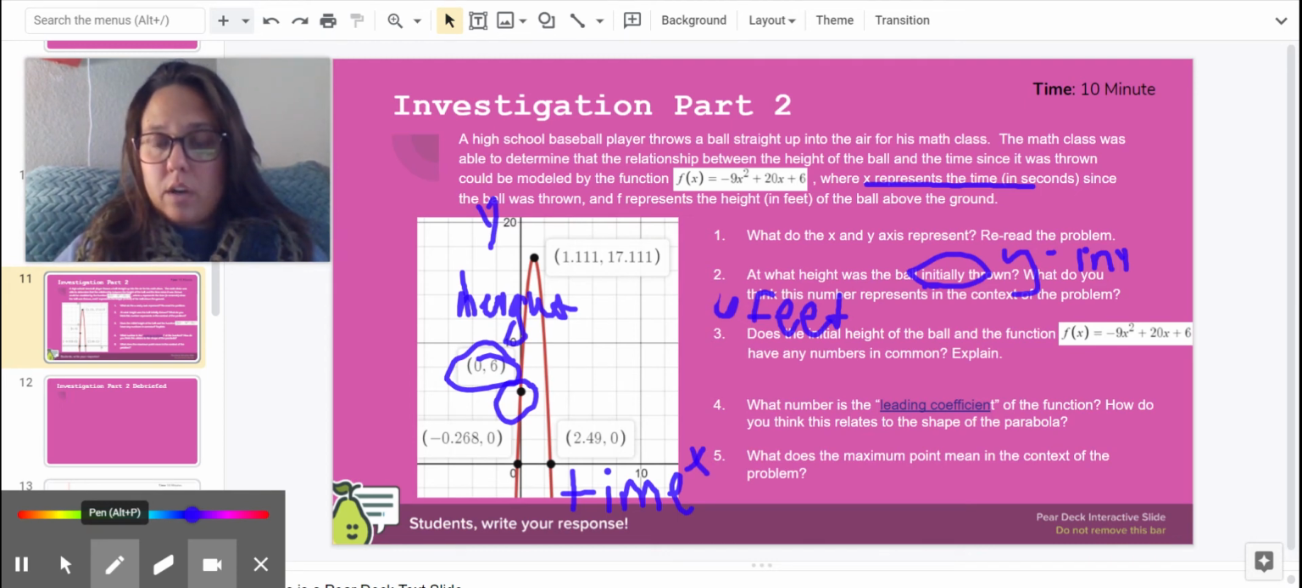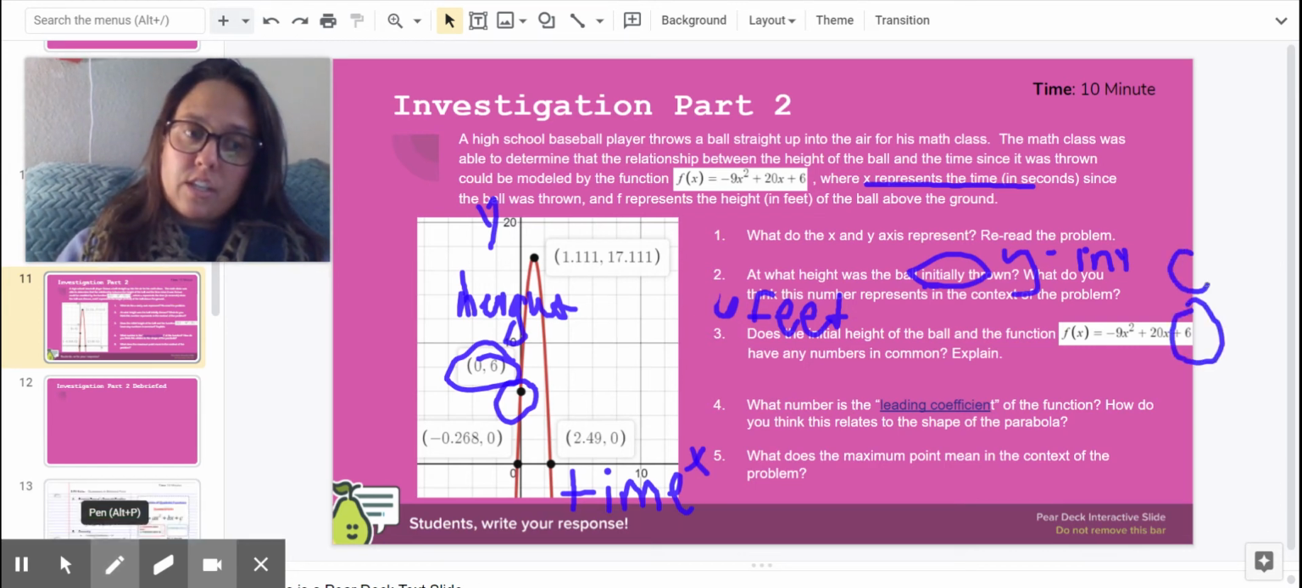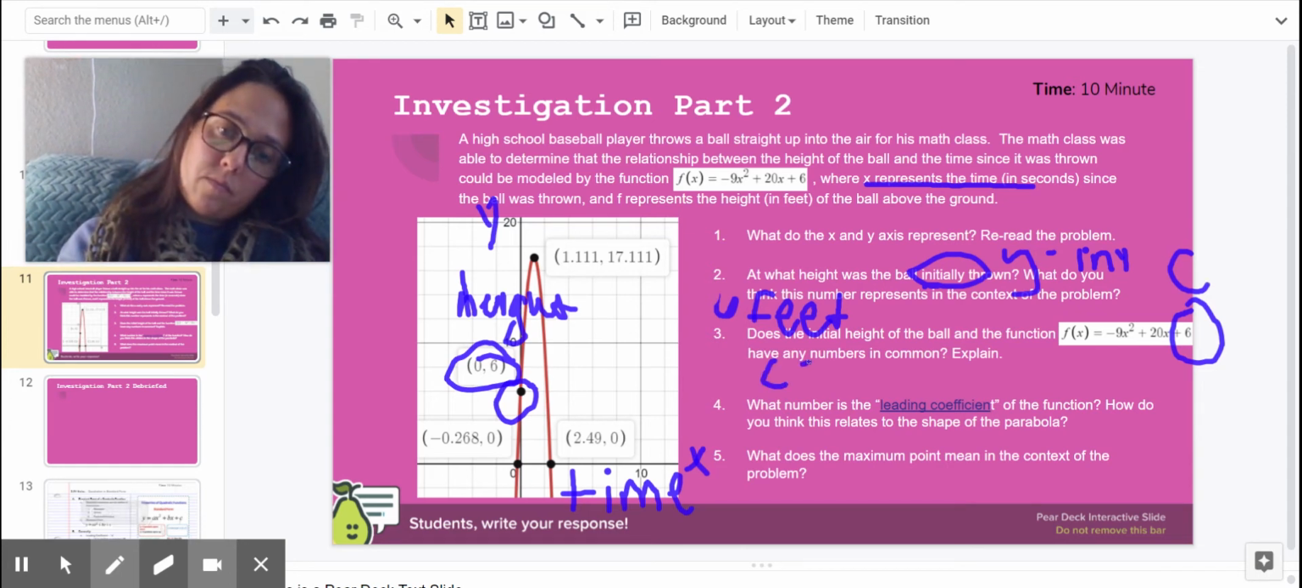Does the initial height of the ball and the function have any numbers in common? Well, yeah, right? We see 6, and then we see 6 over here, which is our C value. And we learned in the investigation part 1 that C is our height when the quadratic function's in standard form. So the number they have in common is 6, and 6, which is C, is a constant. And it's also the initial value, or the y-intercept.